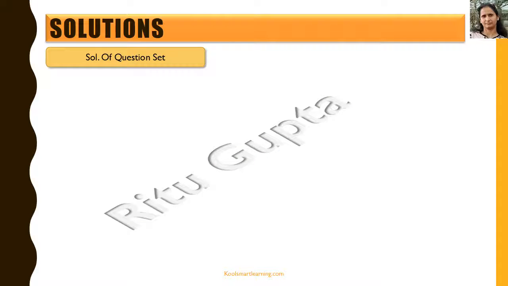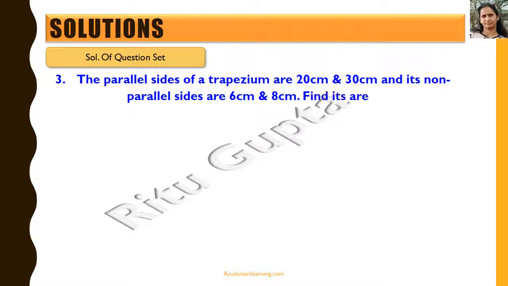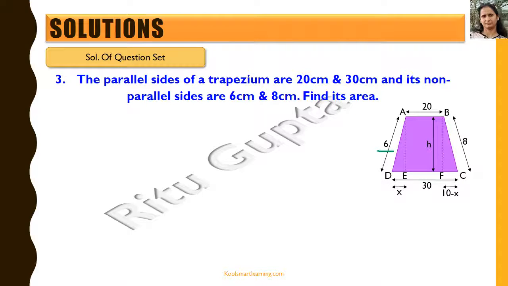Let's move to the third question now. The parallel sides of a trapezium are 20 centimeter and 30 centimeter, and its non-parallel sides are 6 centimeter and 8 centimeter. So we know the parallel sides, we know the non-parallel sides. We need to find out its area. Now, if we drop a perpendicular from A on DC, we get AE as the perpendicular, and similarly from B, we get BF as perpendicular to the base, which is DC.